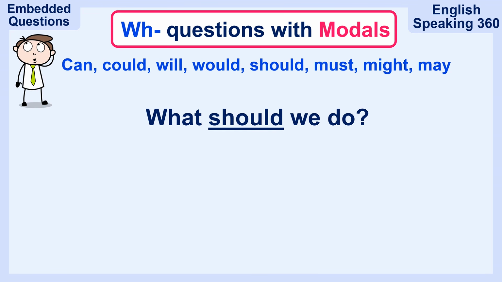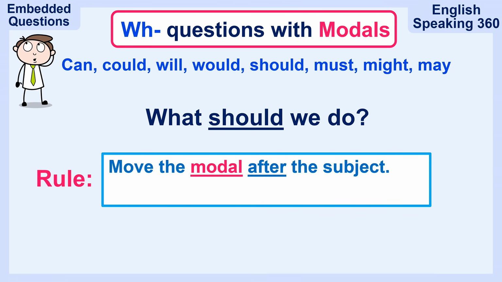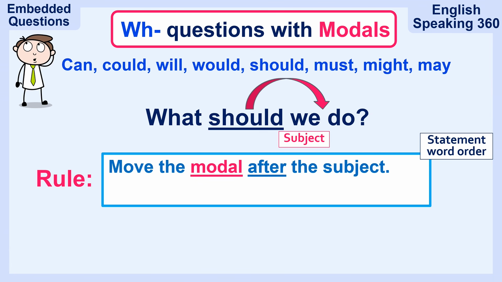WH questions with modal verbs. What should we do? Here's the rule, and like I said before, it's the same as with the verb to be. So move the modal after the subject. Where's the subject? It is we. We is the subject. So you have to move should after we. And that becomes your statement word order. We should do.